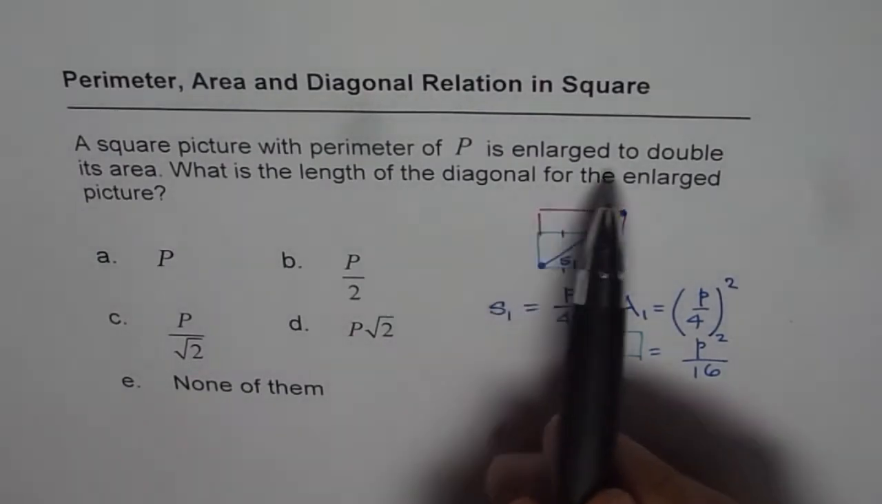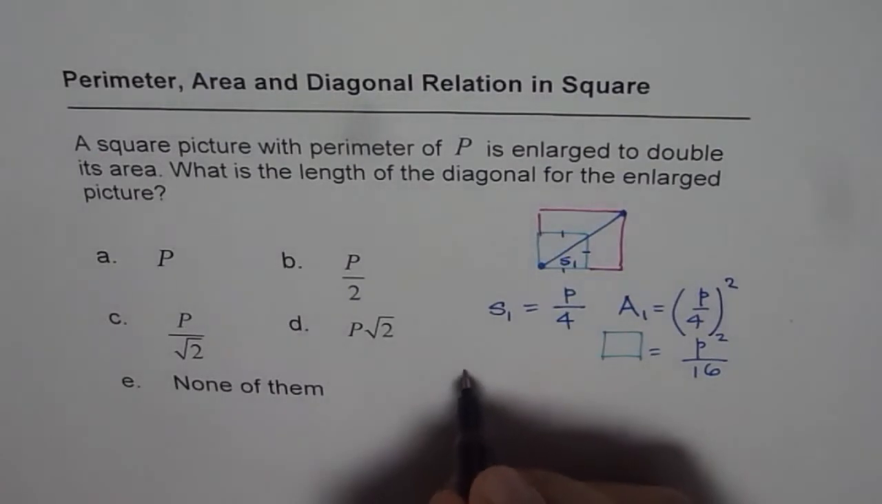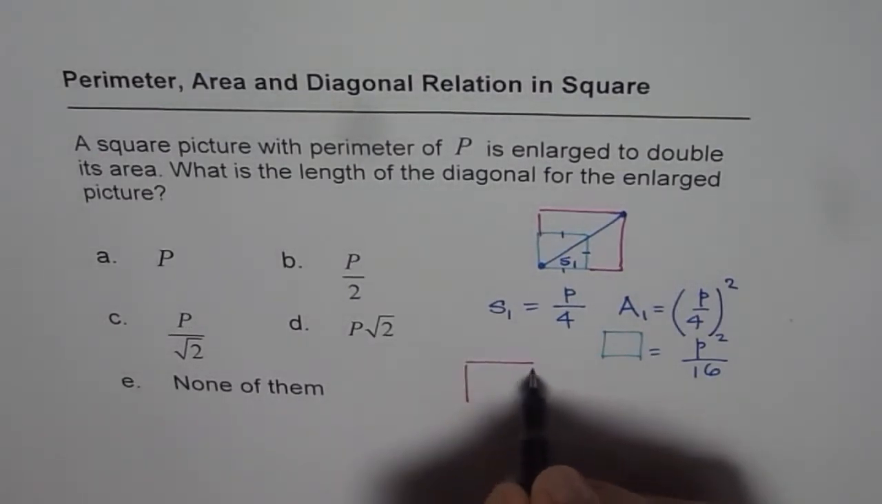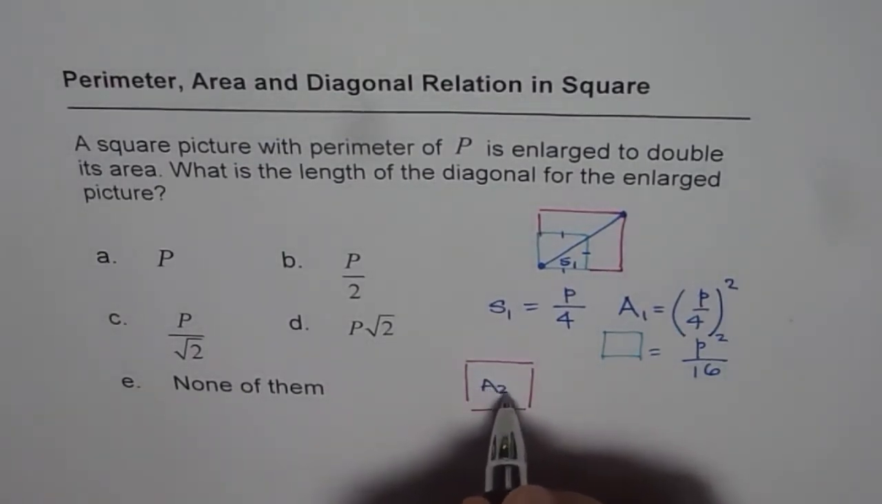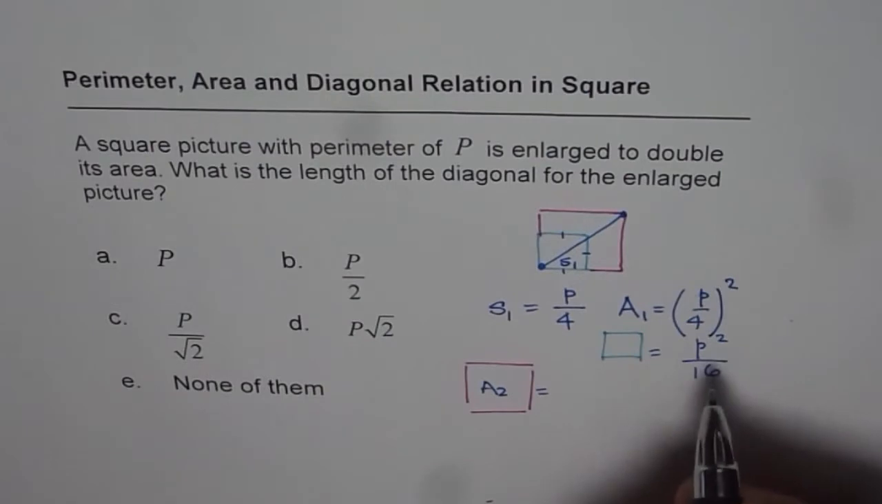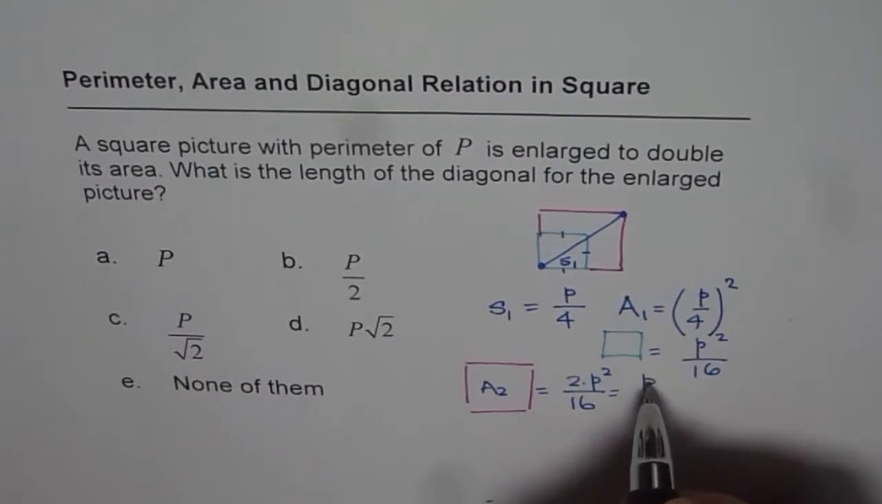Now it is enlarged to double the area. That means area of the big square is twice this. Let's say area of the big square is A2. Then A2 is equal to 2 times P square over 16. That gives us a value of P square over 8.